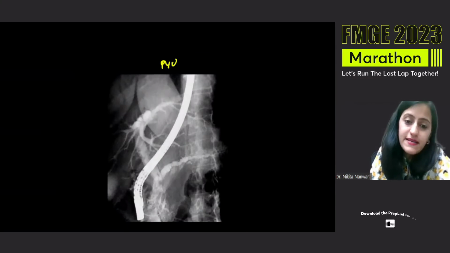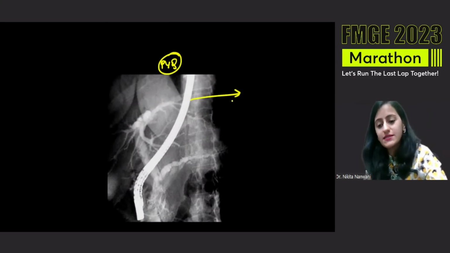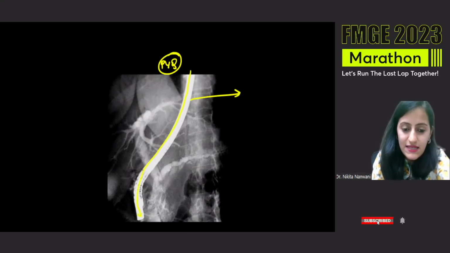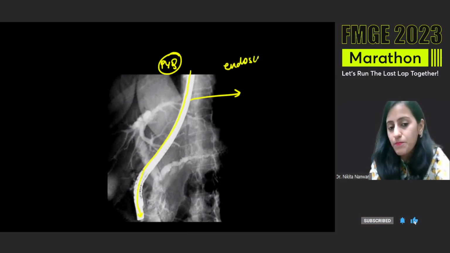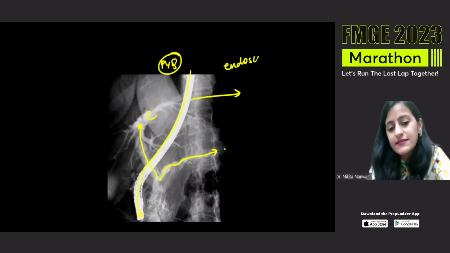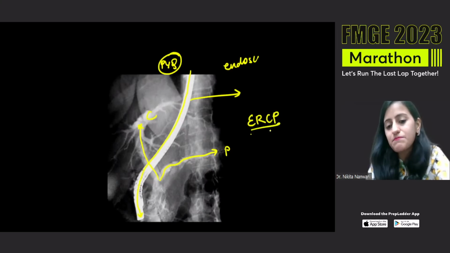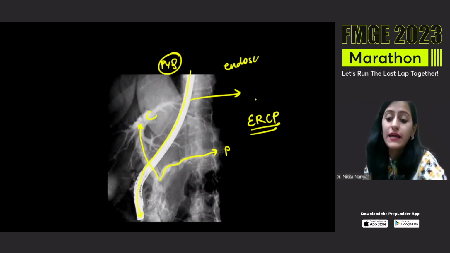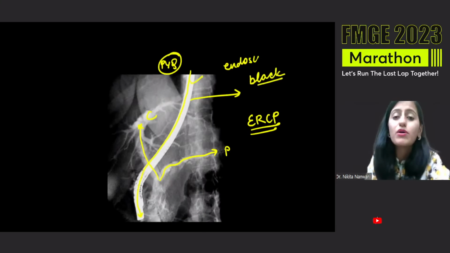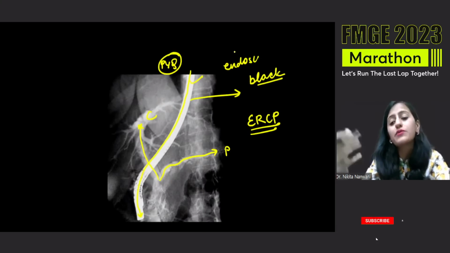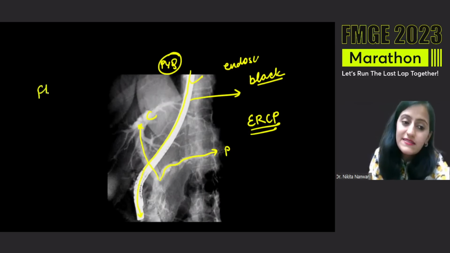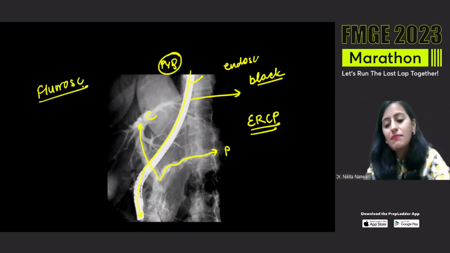Next one. This is also a previously asked image. What investigation is this? Now what you see here, this white color, this is the endoscope. So this is endoscopic. We are seeing the CBD here and we are seeing the pancreatic duct here. So this is ERCP. Okay, this one is ERCP where we see the endoscope. Remember that this image can come as a black colored image as well because it's done under fluoroscopy where you can see the contrast, like I said in DSA, it can be black, it can be white. So any investigation done under fluoroscopy, it can be black or it can be white.